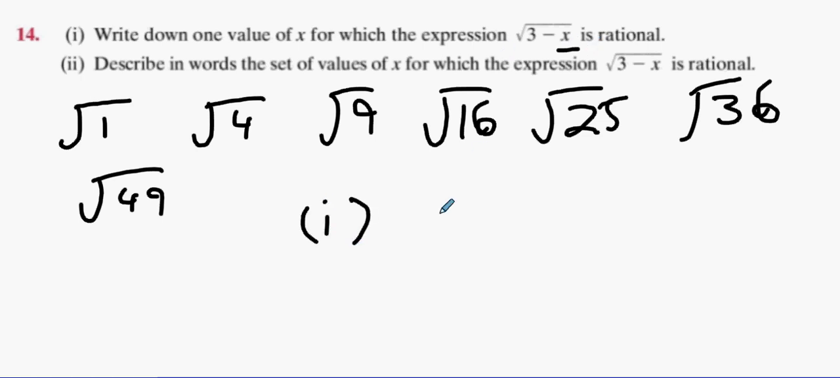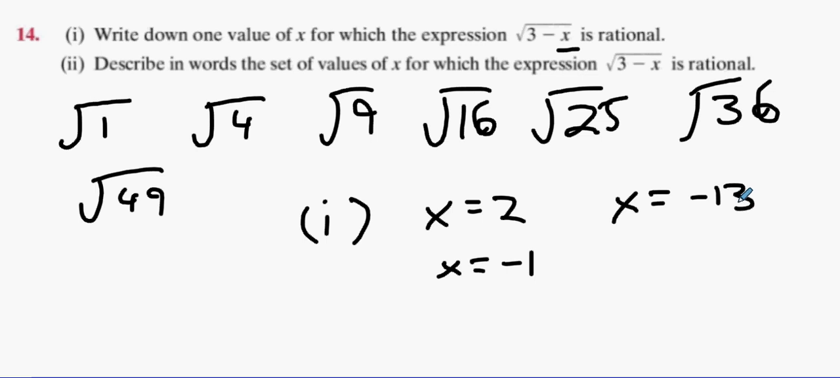Everybody happy with x equals 2? What's another answer? x equals minus 1. What's another answer? x equals minus 13. Does everybody see that every one of those x values will send it to one of these as well? Alright? We all good?